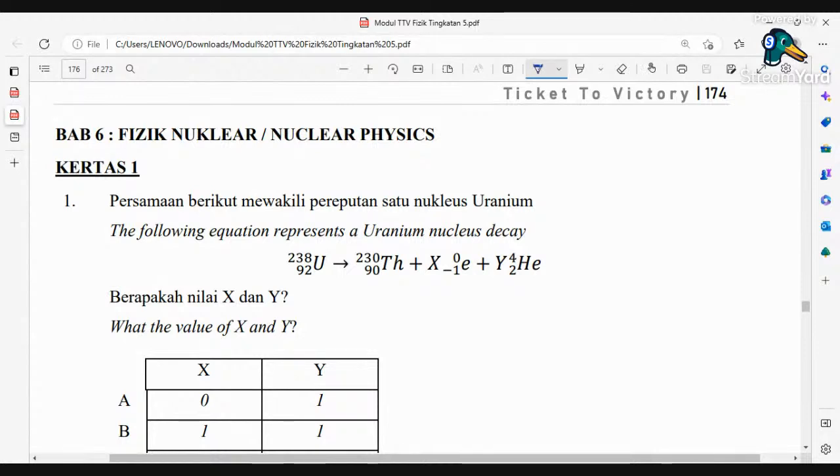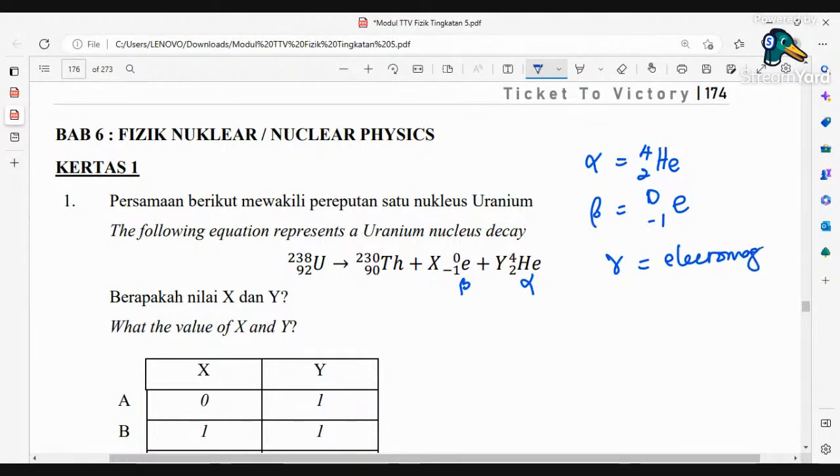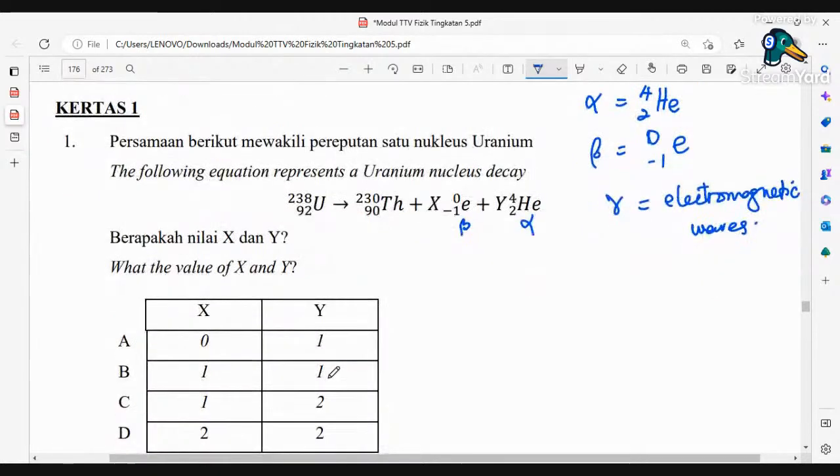Okay, uranium-238 decays to become thorium, emits an electron or beta, and also alpha. As we know, alpha is a nucleus of helium, and beta is an electron, and gamma is an electromagnetic wave, or in the form of energy. Okay, what are the values of x and y?